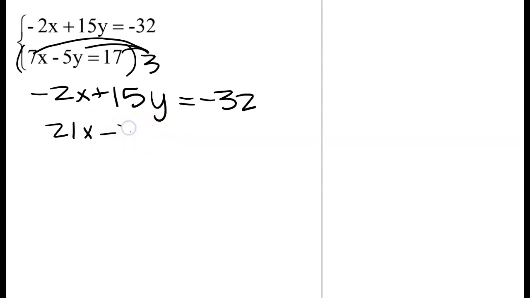15y, why did I write a 3? 15y equals 51. Now that I've achieved my goal, I have the same number but opposite signs in front of my y's, positive 15, negative 15. Let's go ahead and do the elimination.